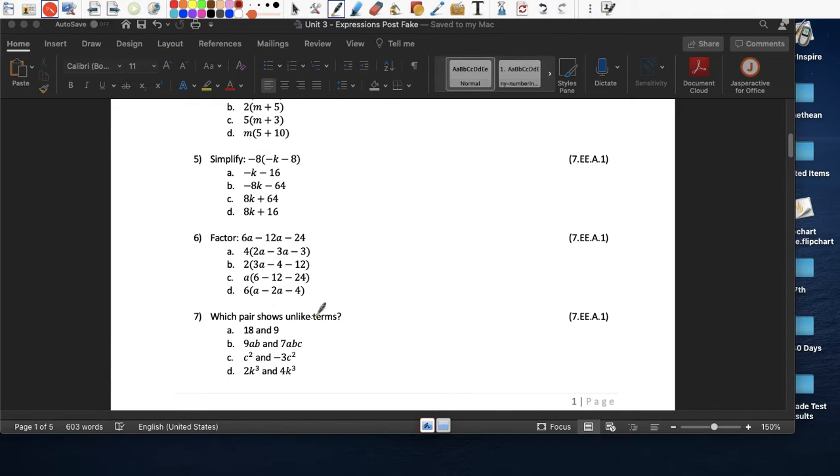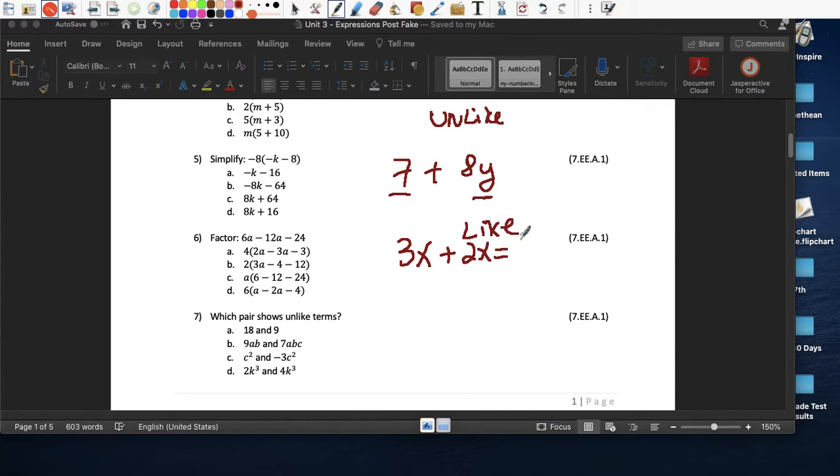7. Which ones are unlike terms? So unlike terms is something like this. 7 plus 8y. Can I add these two? No, I can't. Why? Because they're unlike. Can I add 3x plus 2x? Yes, I can. Why? Because they are like terms. So this would be 5x, and this would be just 7 plus 8y.